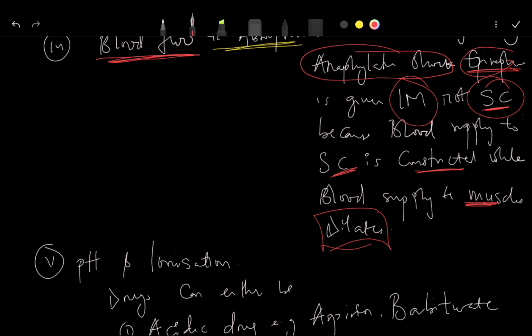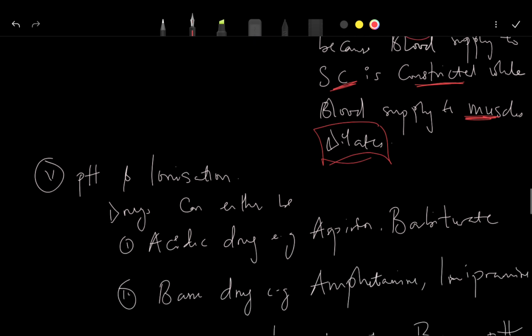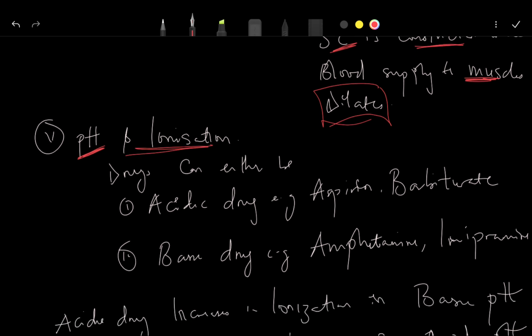Now, another factor that also affects the rate of absorption is pH and ionization. This one is very, very important, because it is going to give rise to the concept of ion trapping. So I will make it very, very simple.